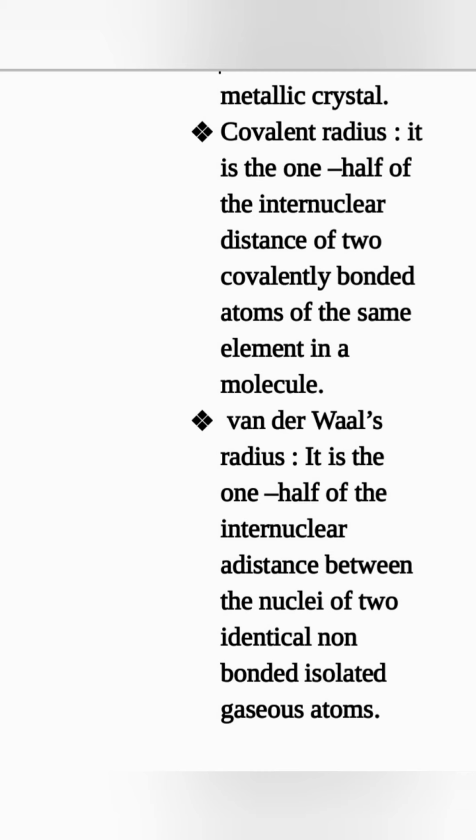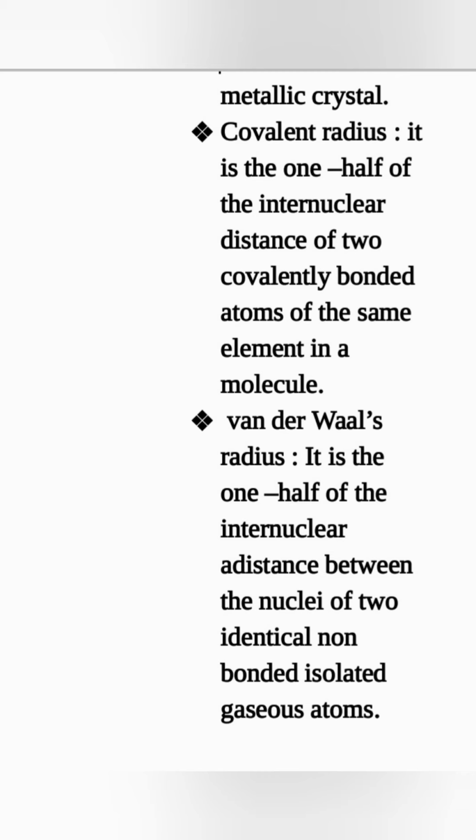So there are 3 different types of atomic radius. In the case of metals, we call it metallic radius. If the bonding is covalent bonding, then we call it covalent radius, and if there is no bond, that is isolated gaseous atoms, then we say that it is van der Waals radius.